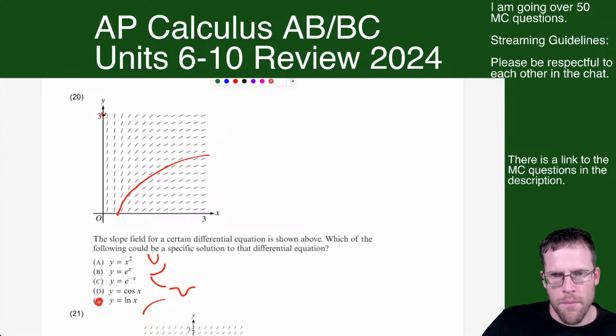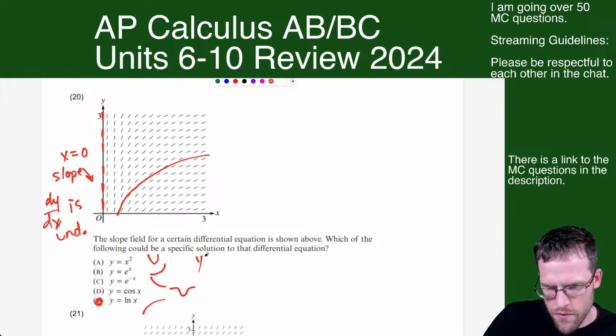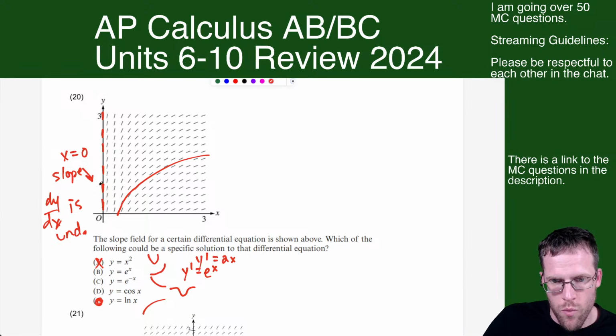What else looks like it's happening is that at x equals 0, we're getting those undefined slopes again. So at x equals 0, the slope, dy/dx, is undefined. However, if I differentiate all of these, y prime for A is 2x, and if I plug in 0, that's defined, that's not a problem, so this is out. If I differentiate this one and plug in x equals 0, I get 1, and these don't look like slopes of 1. Same idea for this one, except I get negative e to the negative x.